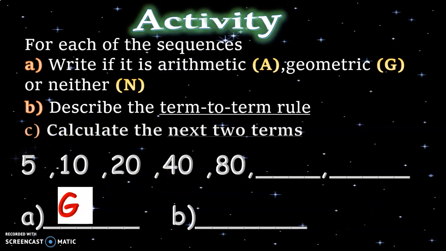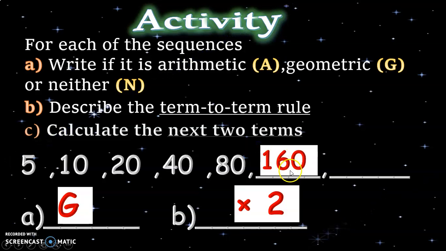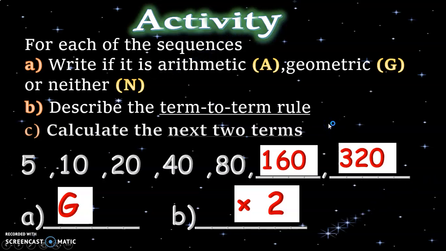Now B, what is the term-to-term rule? Multiply by 2. So using the term-to-term rule to get the next two terms, let us multiply the 80 by 2. The answer will be 160. Multiply the 160 by 2 again, so we will get 320. Let us have another example.